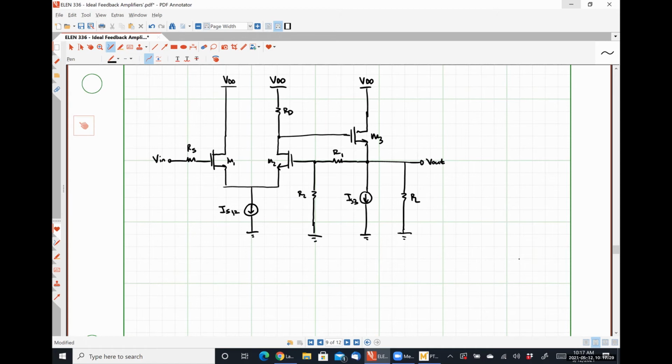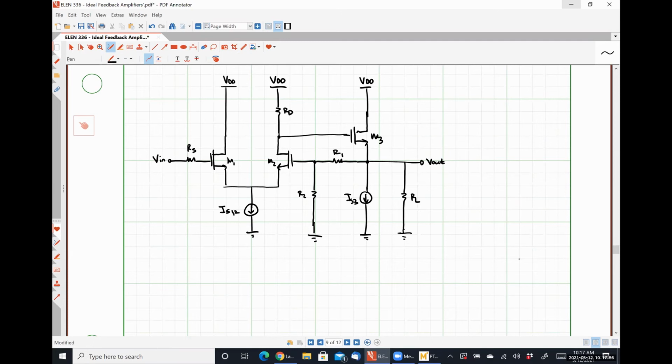Okay, so I'm looking at something connected between my output and my input, because that's how my feedback is connected, between the output port and the input port. So this resistor R1 is between the output port and the input port. My transistor M3 is tied to the output port, but it is not tied to the input port. So it is not part of my feedback loop.